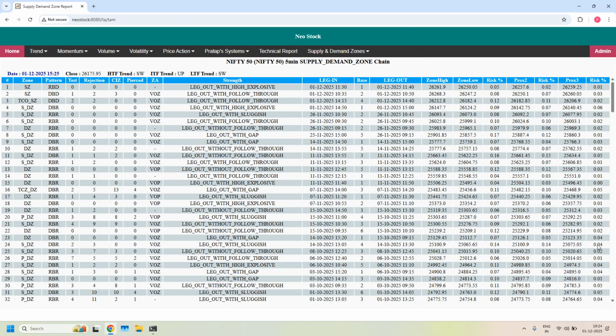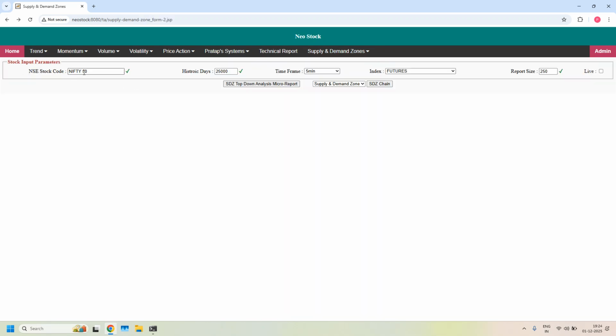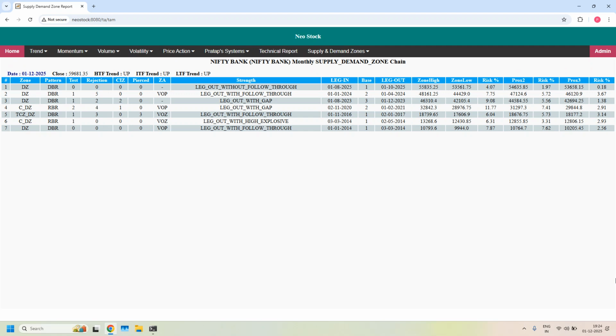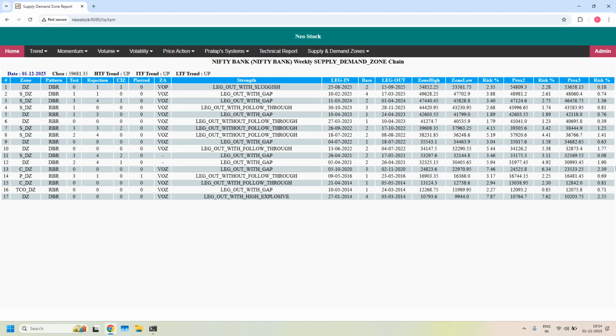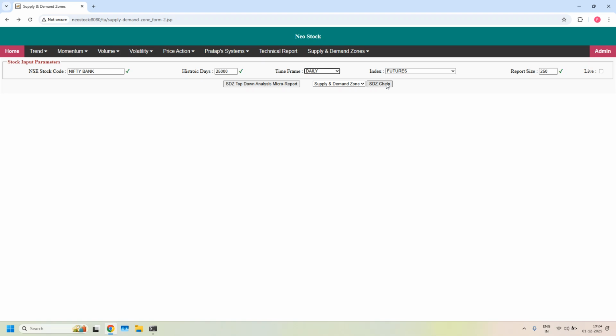Next I am generating BANKNIFTY supply demand zone chain. Changing the name to NIFTY Bank, that is nothing but BANKNIFTY. So generating monthly supply demand zone chain for BANKNIFTY. Next, generating a weekly supply demand zone chain for BANKNIFTY. Next, generating daily supply demand zone chain for BANKNIFTY.